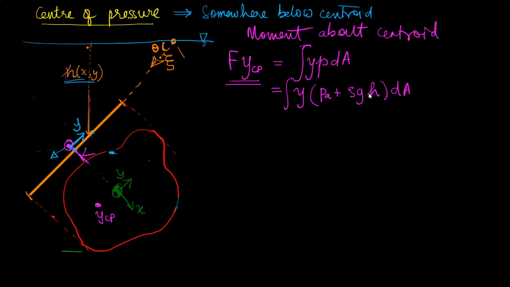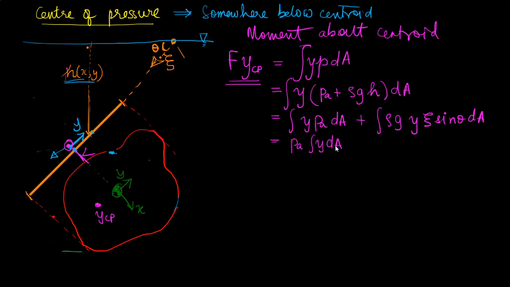Now H we can write in terms of xi, right? So this is equal to integral y Pa dA plus integral rho g y, so H in terms of xi is H equal to xi sine theta dA. So integral y Pa dA. So Pa can come out. So it is actually integral of y dA. But what is actually integral of y dA?